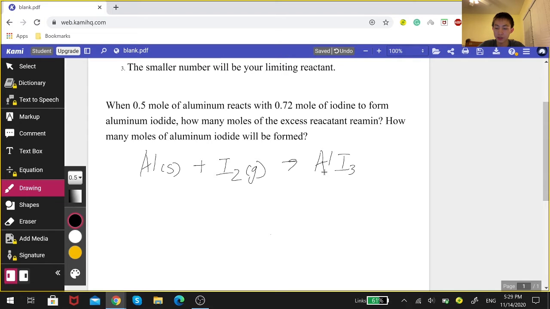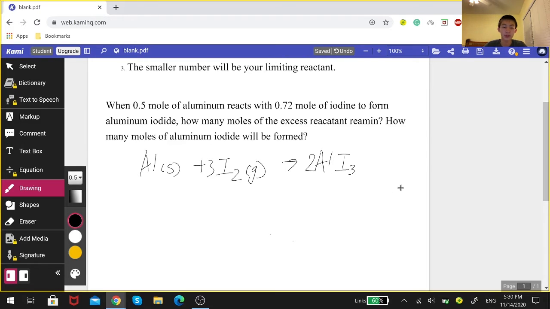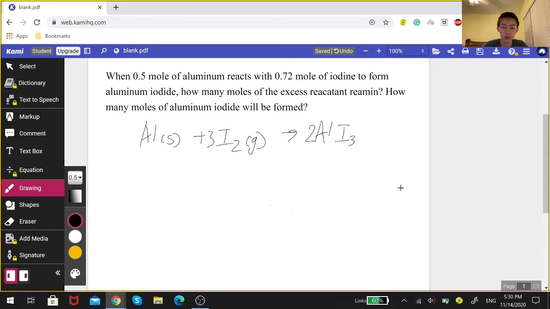So this is not balanced. In order to get to 3, we need to have them both equal to 6. This way there's 6 I over here and 6 I over here. Now there's 2 Al over here. That's why there has to be a 2 Al over here. So this is a balanced equation.